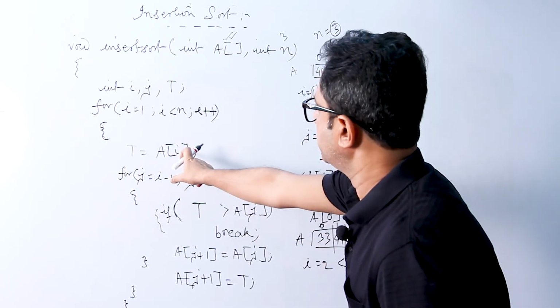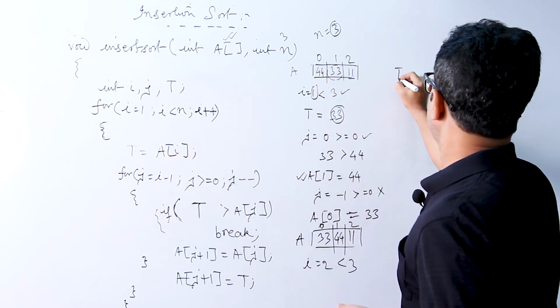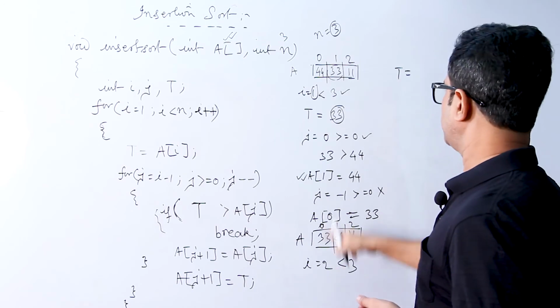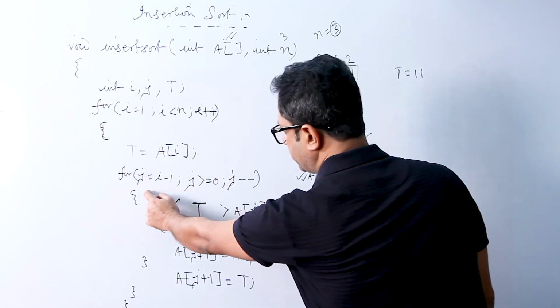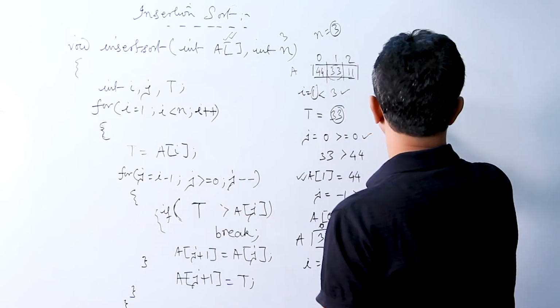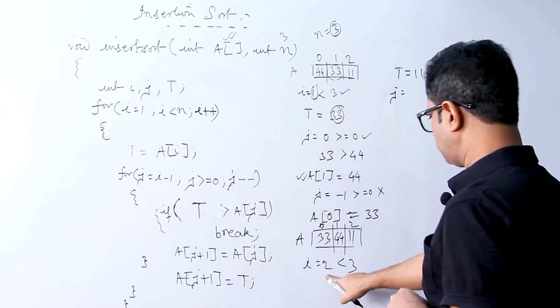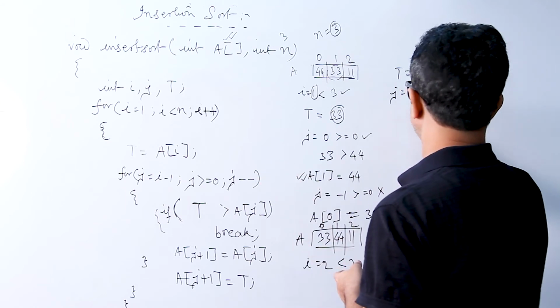Again we will assign A[i] to t. So t will now be A[i]. What is the I value? 2. A[2] is 11, so t will contain 11. Now we again try to enter this inner loop. J is equal to I minus 1. What is the value of I? 2. 2 minus 1 means 1.